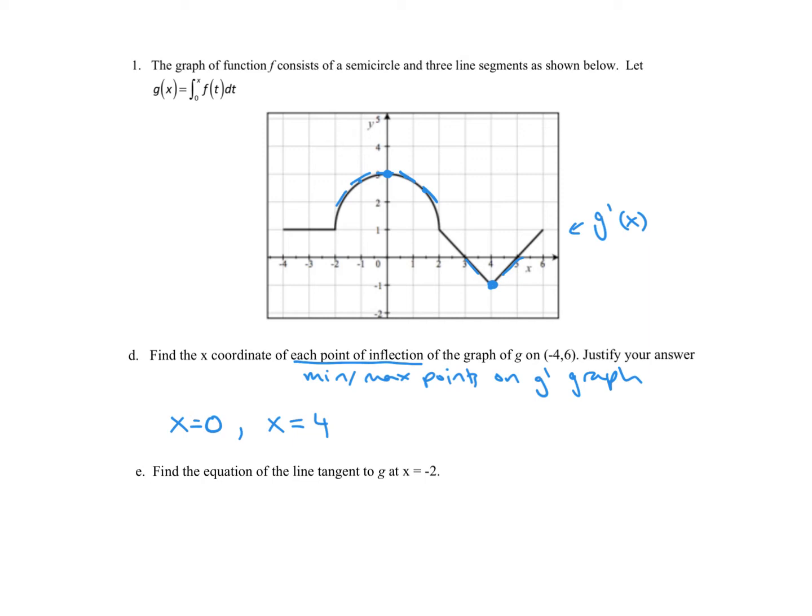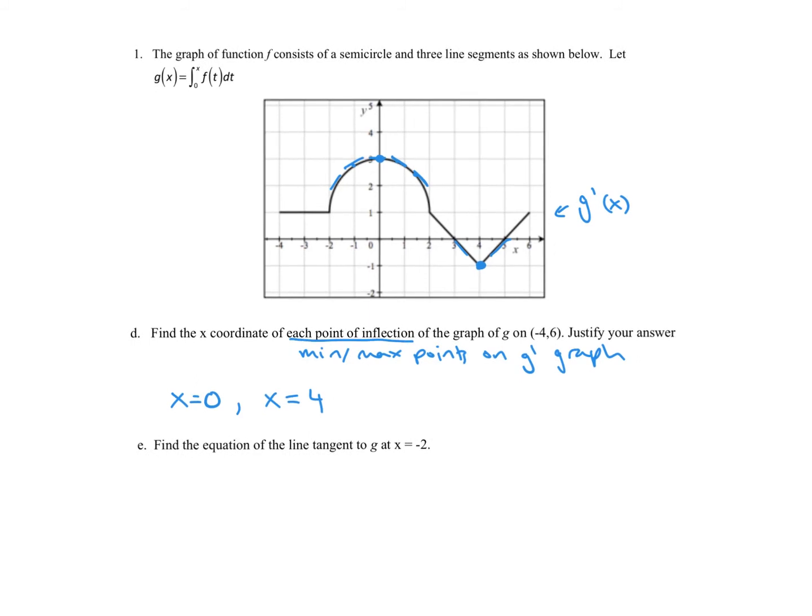And in part E, the equation of the tangent line to g at x equals -2. Whenever we write the equation of the tangent line, we need to evaluate that function at that value. That gives you the point. And then the slope of the tangent line is going to be the derivative evaluated at -2. So for the point g of -2, I'm using this integral, the integral from 0 to -2 of f of t dt.